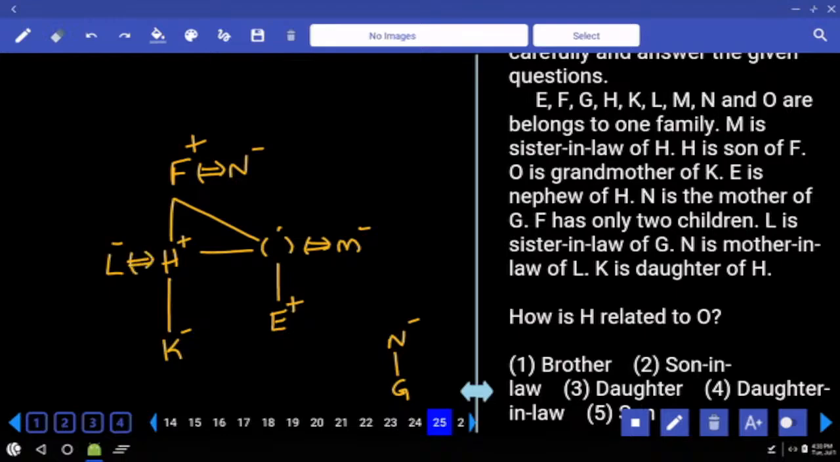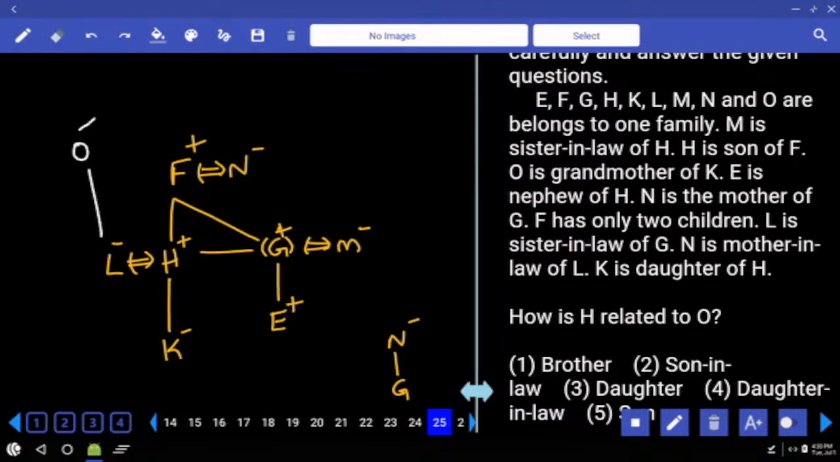Now L is a sister-in-law of whom? G. Now what is the gender of G? G is a male. 1, 2, 3, 4, 5, 6, 7, 8. Then grandmother. And N is the mother-in-law. O is the grandmother of K. One grandmother is N, that is paternal grandmother. The other one is maternal grandmother.